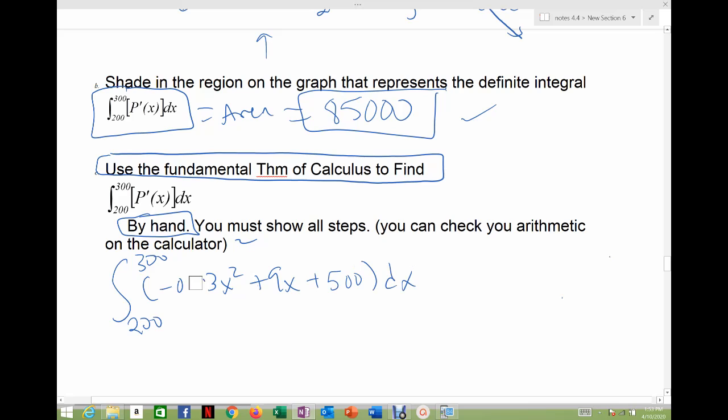Alright, so in this case, the answer is not important at all, although you should get the same answer that we got before. With this part, if this were a test question, I'm more interested in your showing the fundamental theorem of calculus, how we get to this answer using the fundamental theorem of calculus.